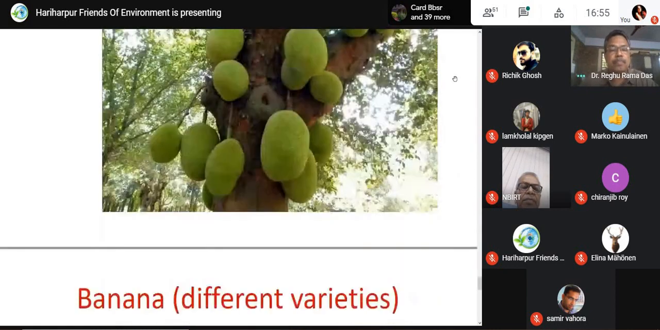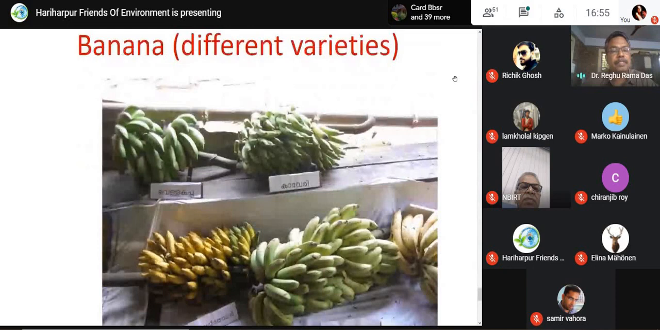Next slide, please. So now come to the banana. This is another plentiful fruit in the area. Banana we normally consume directly, but there is potential, as banana powder is used by many local rural mothers. Banana powder is a baby food.